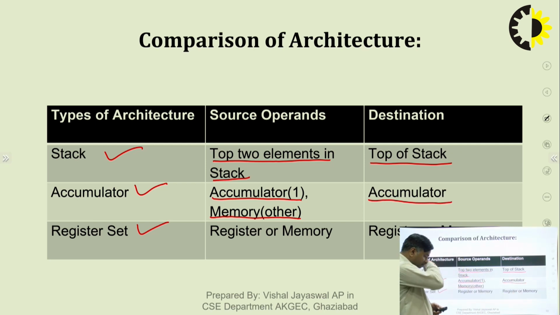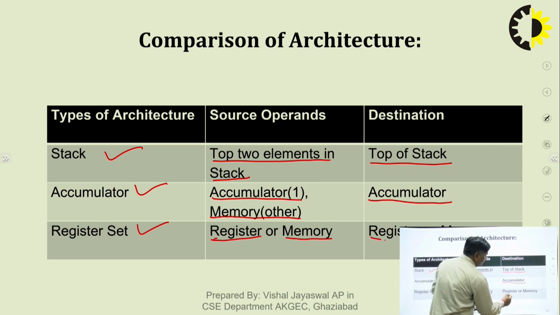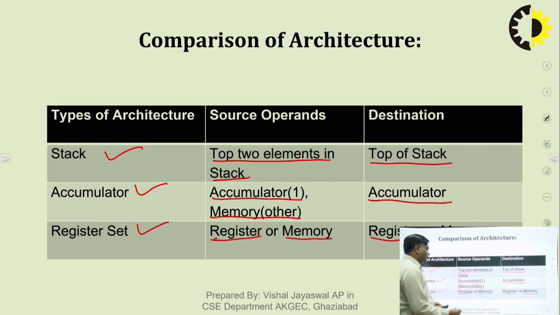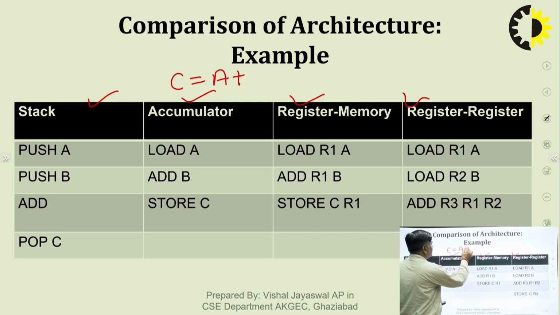And in register set, the source operands may be in registers or memory, and the destination may be registers or memory. Here we can opt for storing the operands either in registers or in memory. Comparison of architectures. Basically, here we have different architectures like stack, accumulator, register memory, and register. And we have one example like C equal to A plus B.